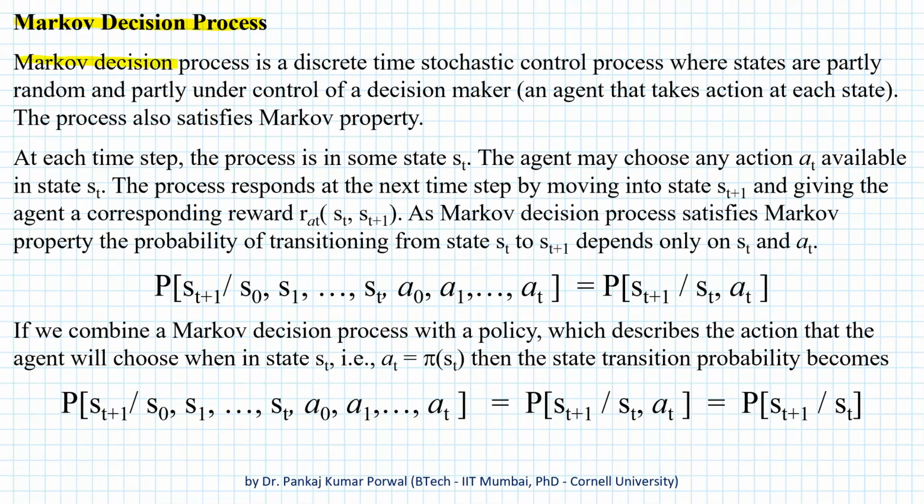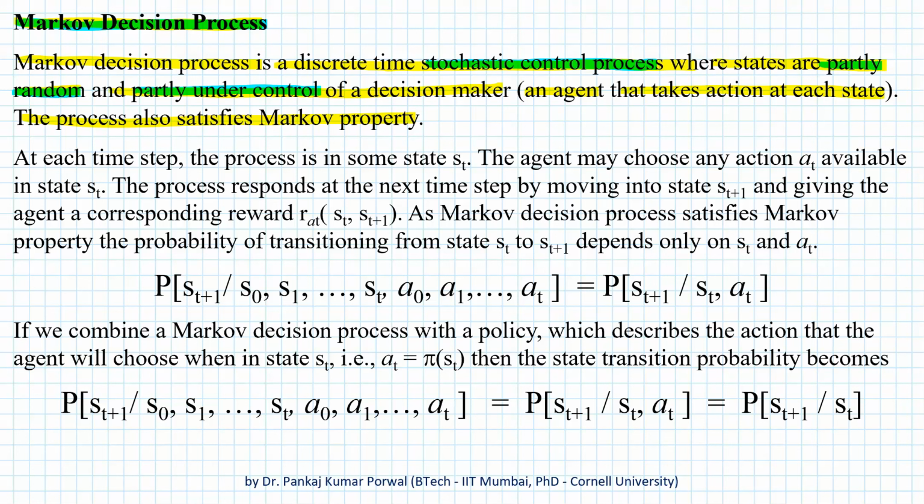So Markov decision process is a discrete time stochastic control process where the states are partly random and partly under control of a decision maker, and the decision maker is an agent that takes action at each state, and the process will transition into a new state whose transition probability will depend on the action taken by the agent. So stochastic control process is a combination of partly random and partly controlled process, and if such stochastic decision process satisfies Markov property also, then the process is called Markov decision process.